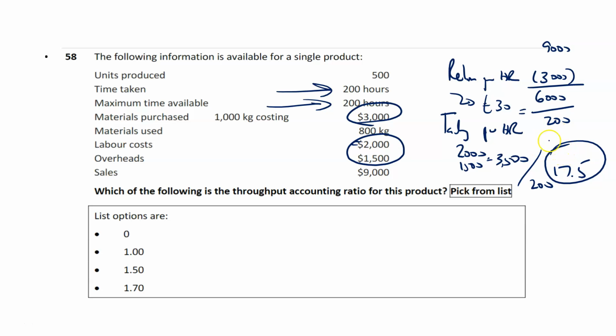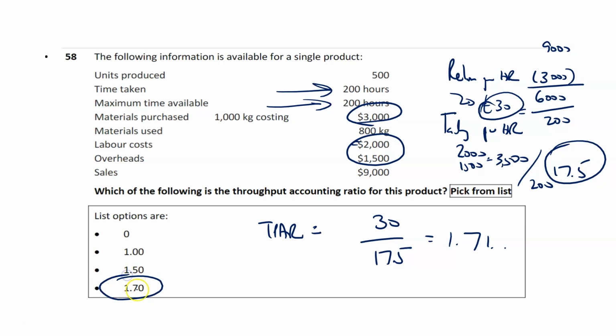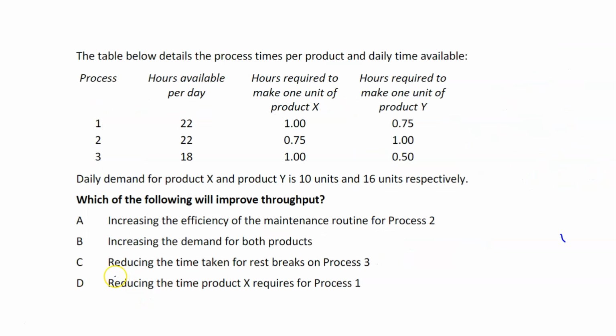So what does that mean? Our TPAR must be the 30 return per hour divided by the factory cost per hour. 30 divided by 17.5 gives us 1.7. I get 1.714, but that rounds to 1.7. Okay, great stuff. I thought this was a cheeky question, but you had to watch it carefully.